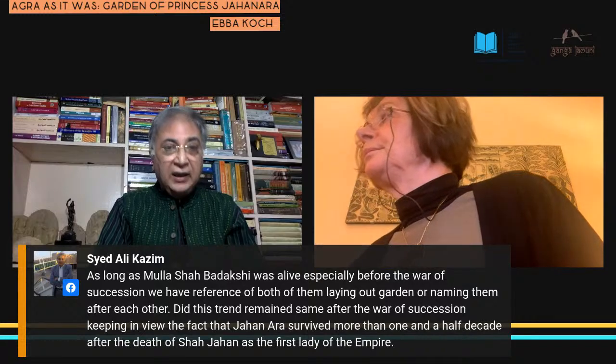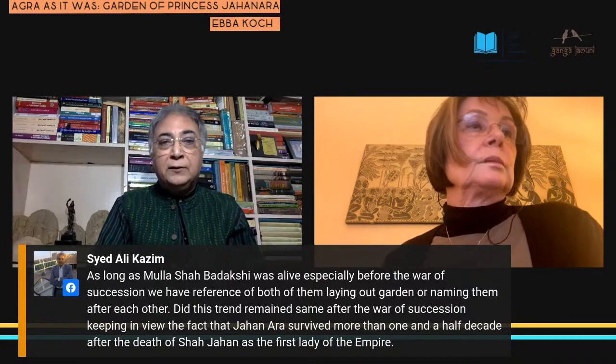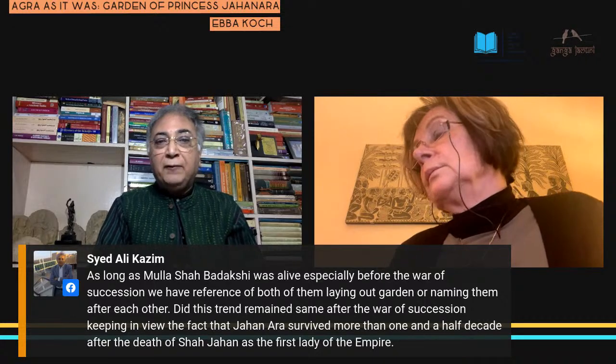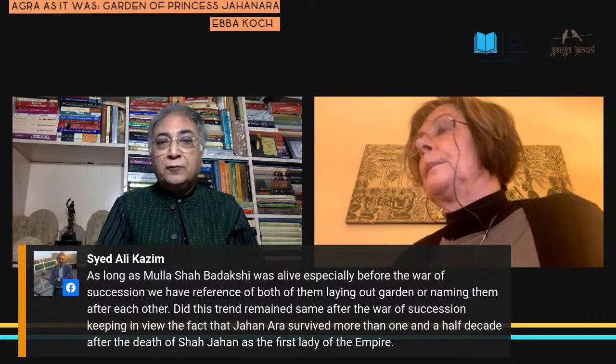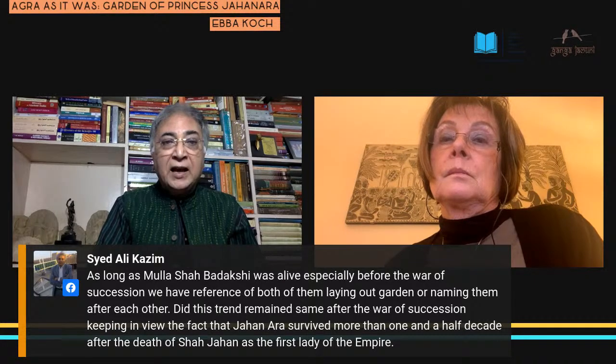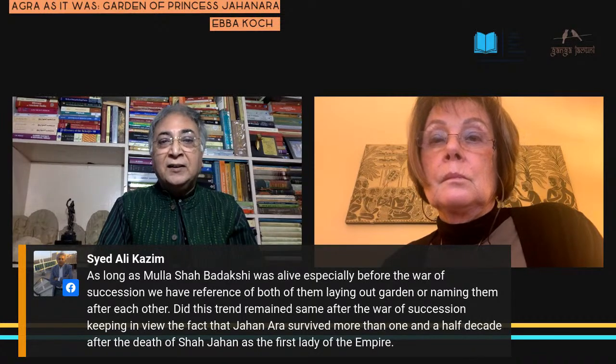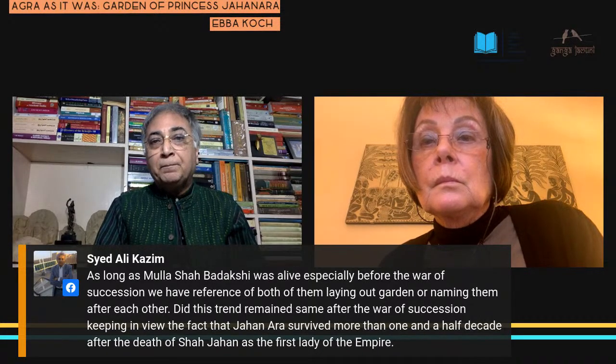Sayyid Ali Kazim: As long as Mullah Shah Badakhshi was alive, especially before the War of Succession, we have reference of both of them laying out gardens or naming them after each other. Did this trend remain the same after the War of Succession, keeping in view the fact that Jahanara survived more than one and a half decades after the death of Shah Jahan as the first lady of the empire?